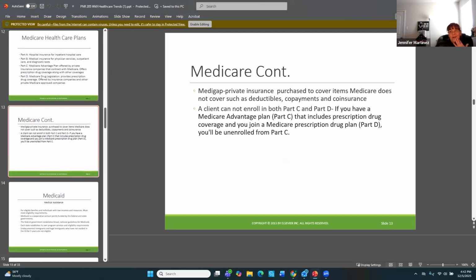Oh, Medigap. So Medicare supplemental coverage, or what we call Medigap coverage. It's supplemental insurance that covers things that Medicare does not cover. So it may cover some of those copays, some of the deductibles, that co-insurance. So that is another option. Again, this one is sold by private insurance companies.